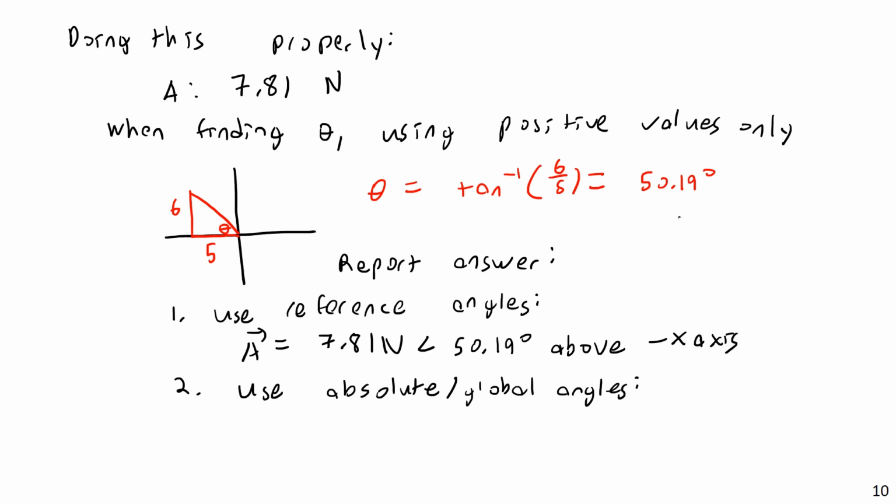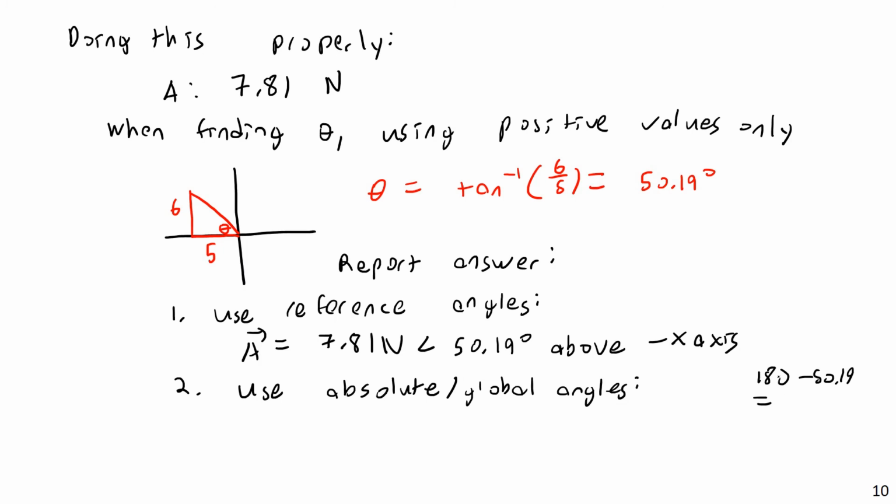And to do that, I would say that I'm measuring the angle off of the positive x-axis, and that would be 180 minus 50.19. Let's throw that into a calculator. 180 minus 50.19 comes to 129.81 degrees. If I want to use the same number of decimals at any rate, 129.81 degrees.